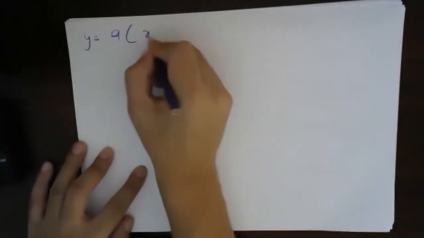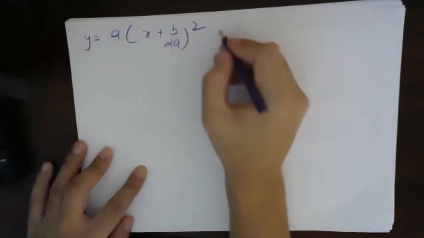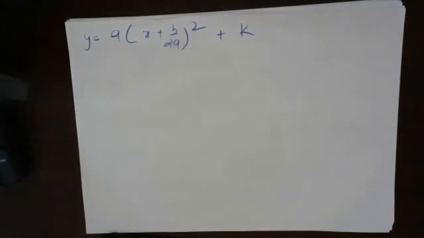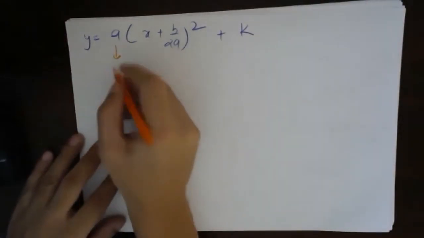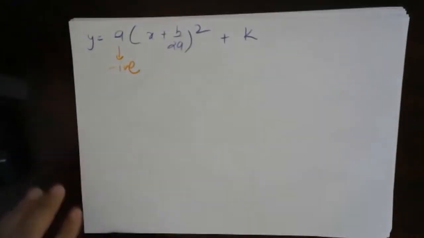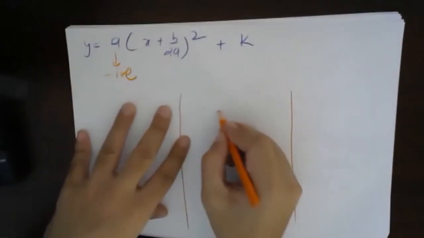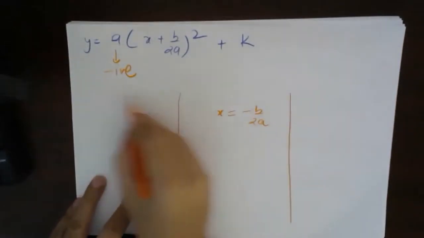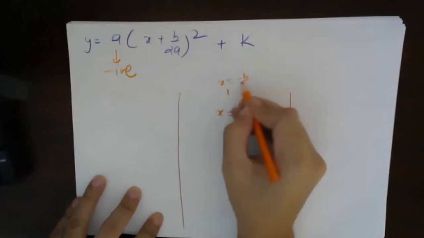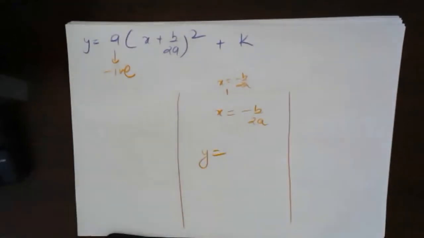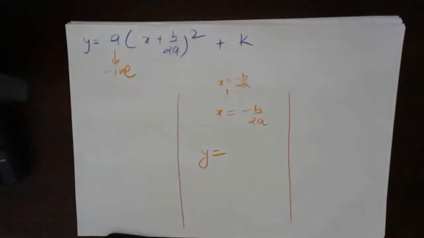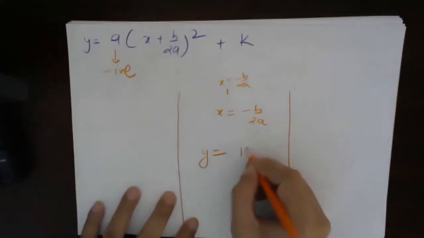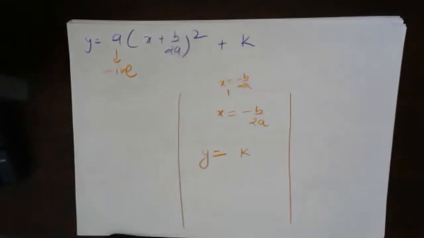So y is equals to a into x plus b by 2a whole square plus k. Fine. Let's take the second case when a is negative. Again x is equals to minus b by 2a. On the number line, let x is equals to minus b by 2a. What will be the value of y? Tell me fast. It will be k, because this part will become 0. Very good.